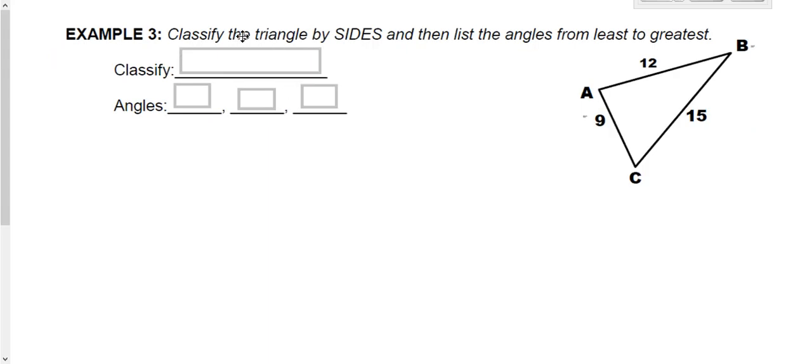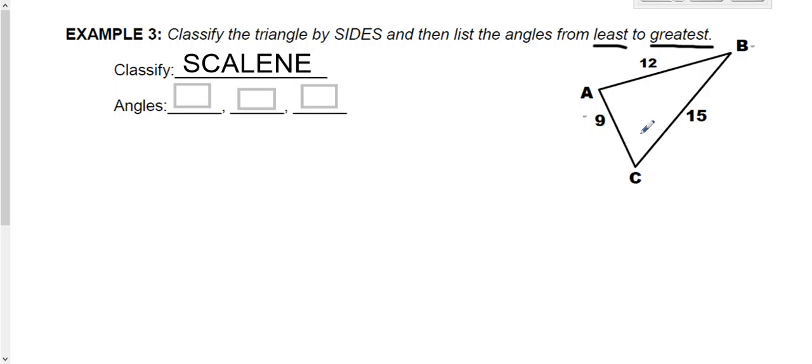Example 3, classify the triangle by its sides and then list the angles from least to greatest. So I can see all the sides are different. That is a scalene triangle. Then now you got to pay attention to what they want. This one they want least, which is the smallest, to the greatest. Sometimes they do it from greatest to least. But they want the least first, the smallest angle.